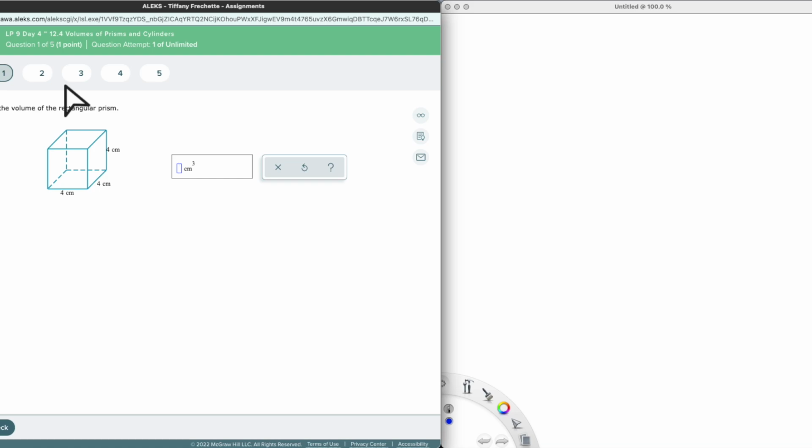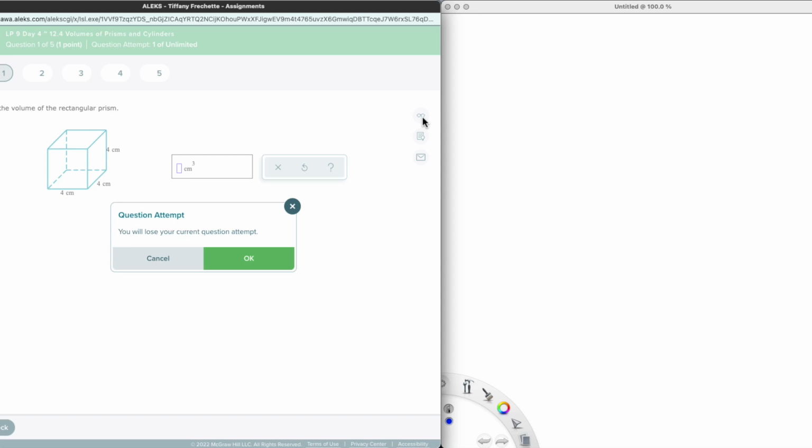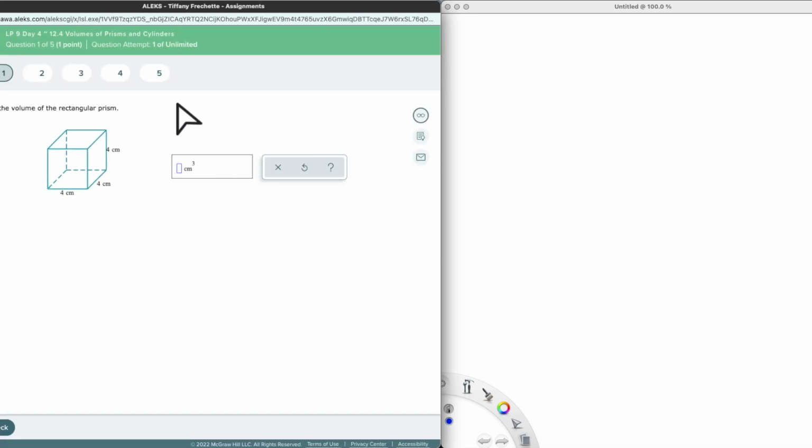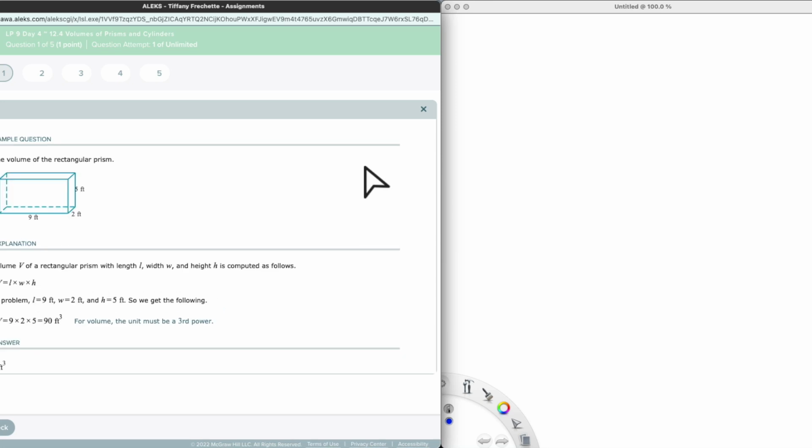Okay. Off to the side here, we have explanation, example, and message center. So explanation tells us that we're going to lose our current question attempt because it's going to give us the solution to this question. So it's not going to give us the solution and then let us come type the answer in. Example will give you something very similar to what it is you're looking at.